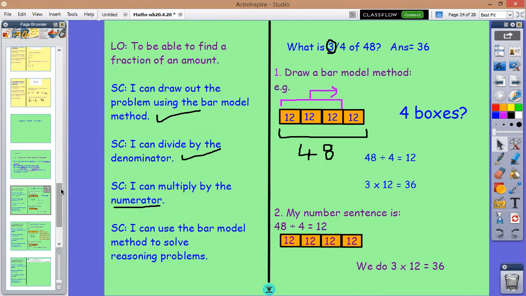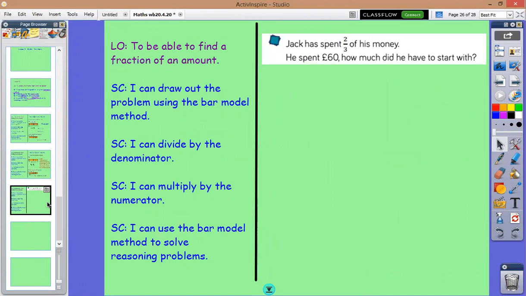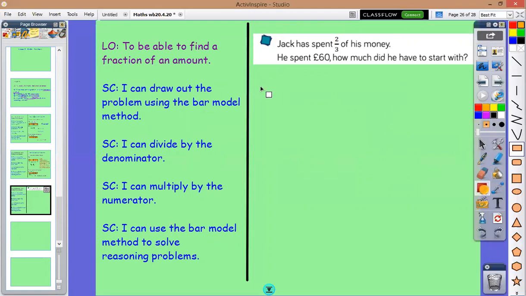So my very next question, which is what I've got here: Jack has spent 2/3 of his money. He spent £60. How much did he have to start with? So this one's a very, very different type of question. It's not saying what 2/3 of 60 is, which is where most people get confused. It's doing something different. But let's just draw it out using that bar model method to help us.